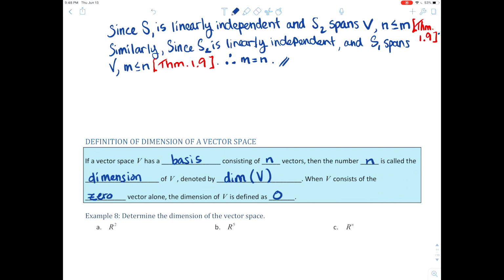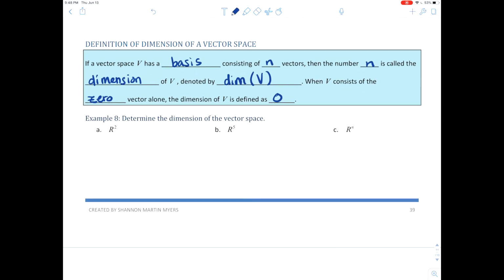Cool, cool? All right. So determine the dimension of each of these vector spaces. Well, how many vectors did we have in a standard basis for R2? We had 2, didn't we? So the dimension of our space R2 equals 2. Dimension of our space R5, we did these earlier. Remember earlier example? We had 5 vectors. The dimension of Rn is going to be n because we had n vectors.